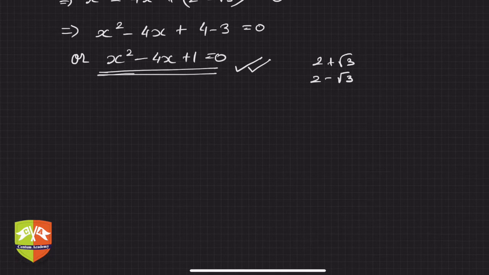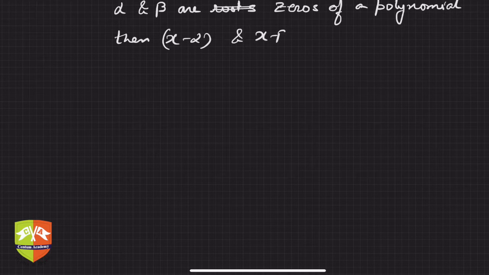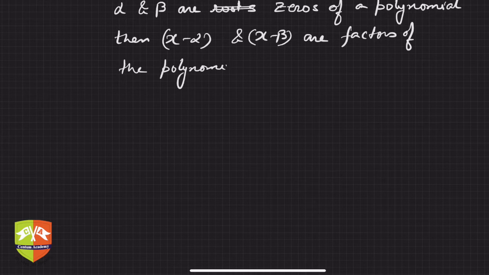The same question could have been solved by basing the argument on the factor theorem. We can say that if alpha and beta are, rather than roots, zeros of a polynomial, then x minus alpha and x minus beta are factors of the polynomial, right? So using this also, this can be solved.